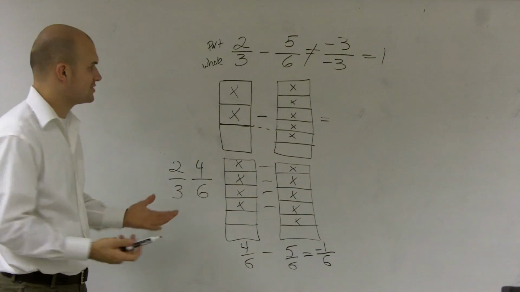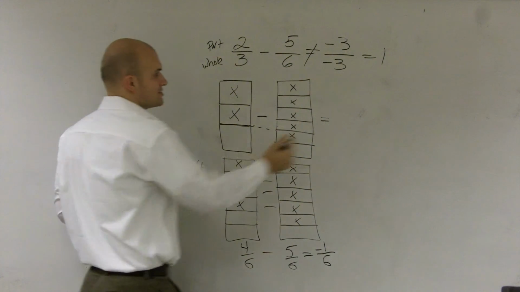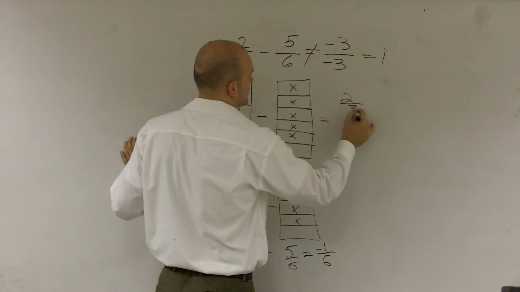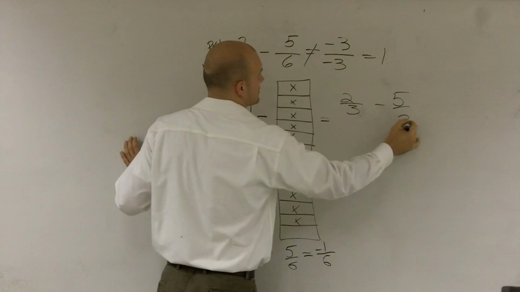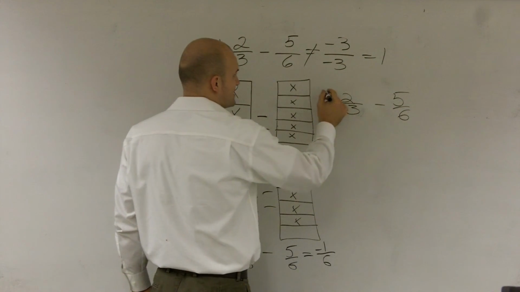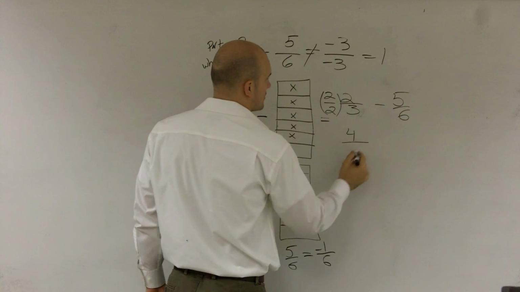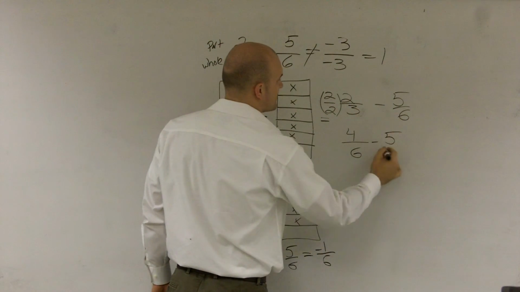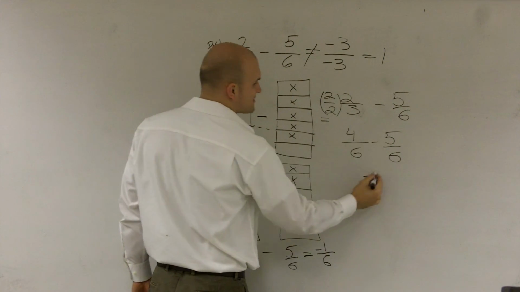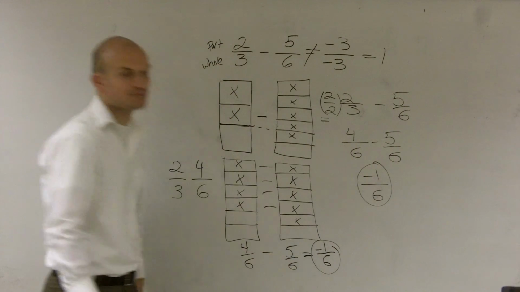The main important thing to do when you're subtracting fractions is make sure you put them at the same denominator. So if I have 2/3 minus 5/6, the lowest common denominator would be 6. I multiply this by 2/2 to give me 4/6 minus 5/6. 4 minus 5 is negative 1/6. And that's how you subtract fractions.